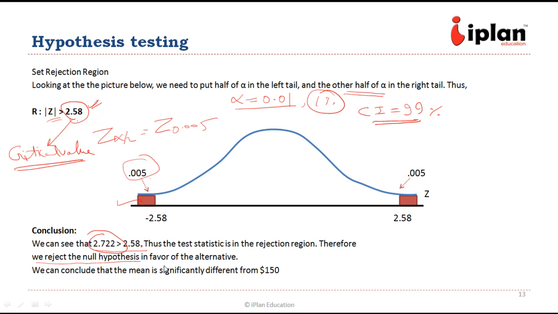We can clearly reject the null hypothesis in favor of the alternative hypothesis. Since our test statistic is more than the critical value in absolute terms, we can reject the null hypothesis. In conclusion, the mean is significantly different from 150, which was our alternative hypothesis.